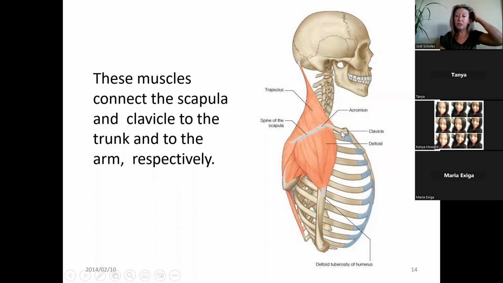Here's our clavicle. We're looking obviously at a lateral view of this skeleton. Here's our deltoid with the posterior fibers, the medial fibers, the anterior fibers. And just so you know, if you are having anterior delt pain, so right here in that little region, very common. And in fact, many of your clients will seek massage because they have pain right here when they go to reach for something.